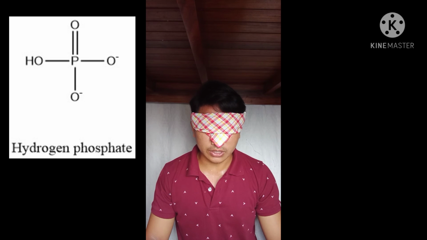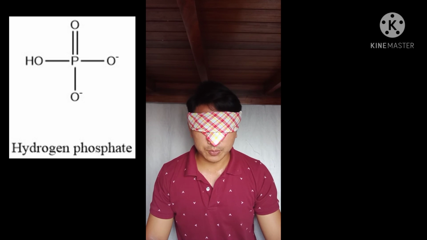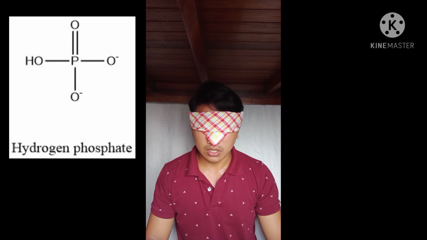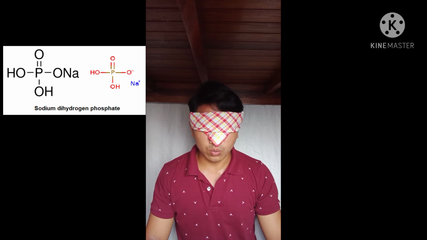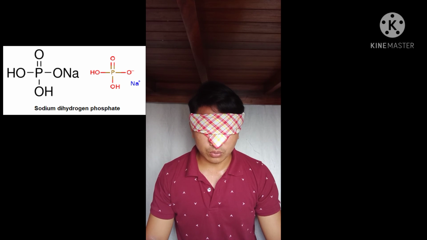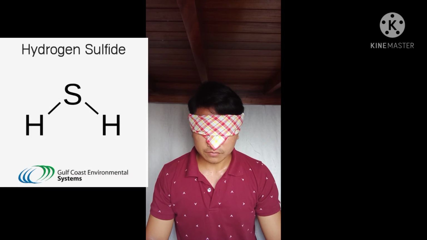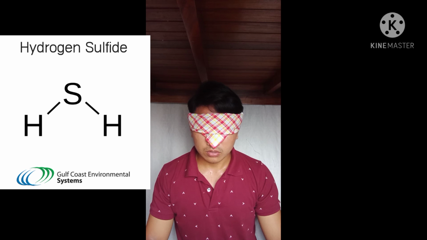HPO4 minus 2 is 1 hydrogen, 1 phosphorus, 4 oxygen is hydrogen phosphate. H2PO4 is 2 hydrogen, 1 phosphorus, 4 oxygen is dihydrogen phosphate. HS is 1 hydrogen, 1 sulfur is hydrogen sulfide.